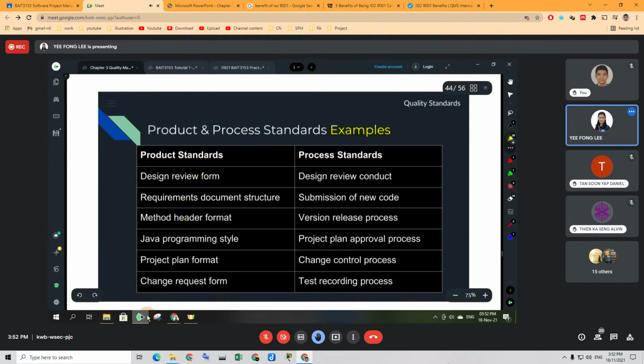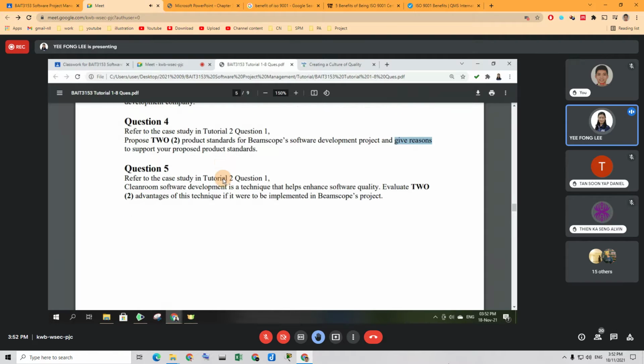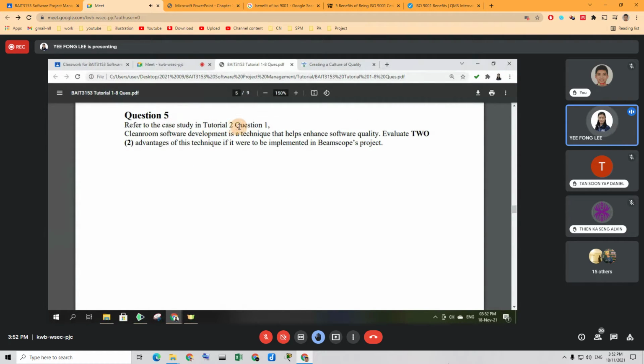Next one. Question number 5. Refer to the same case again. Clean room software development technique helps to enhance software quality. 2 advantages. I think this question is quite straightforward. Find out 2 advantages of the technique. Don't just list out advantages. You need to relate it. No longer like diploma. So the answer, you need to relate it to the BIM scope.